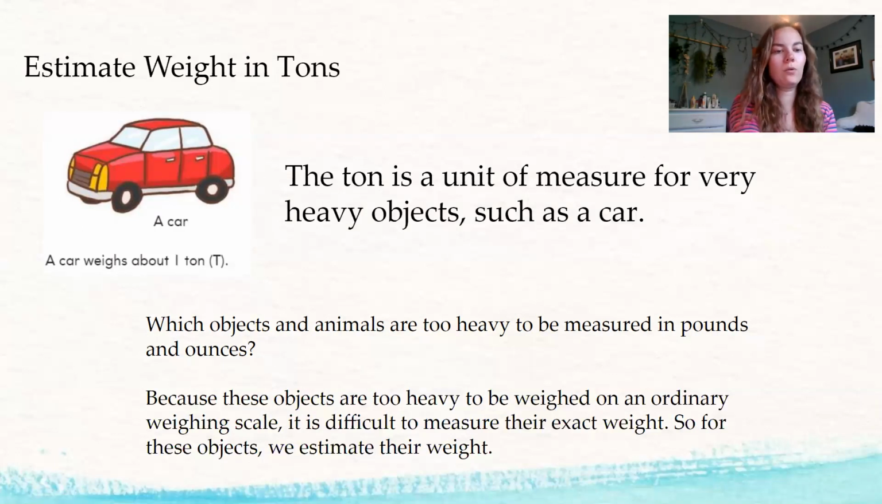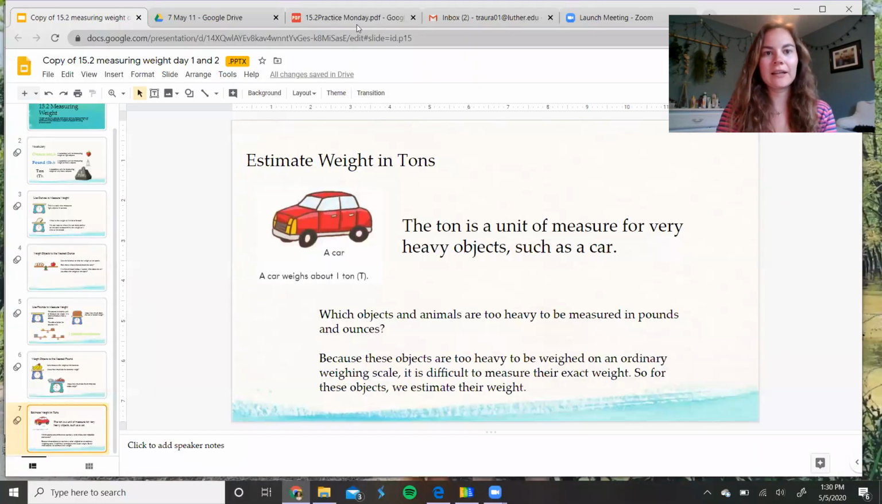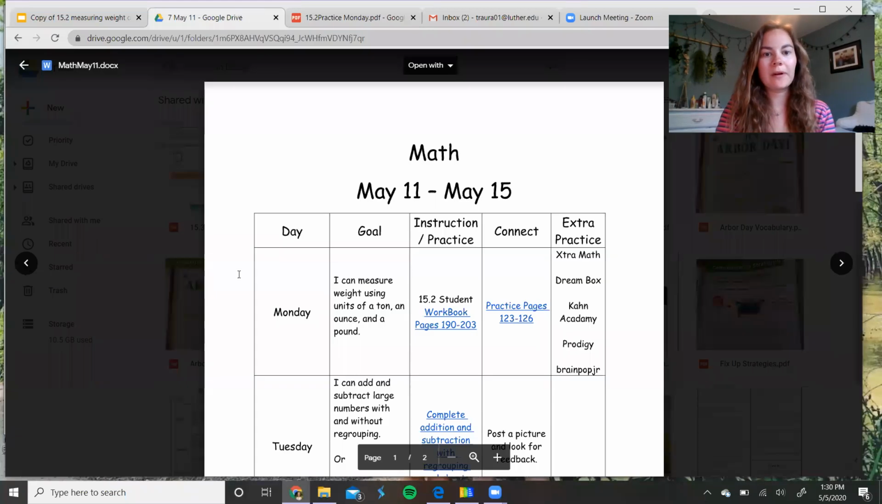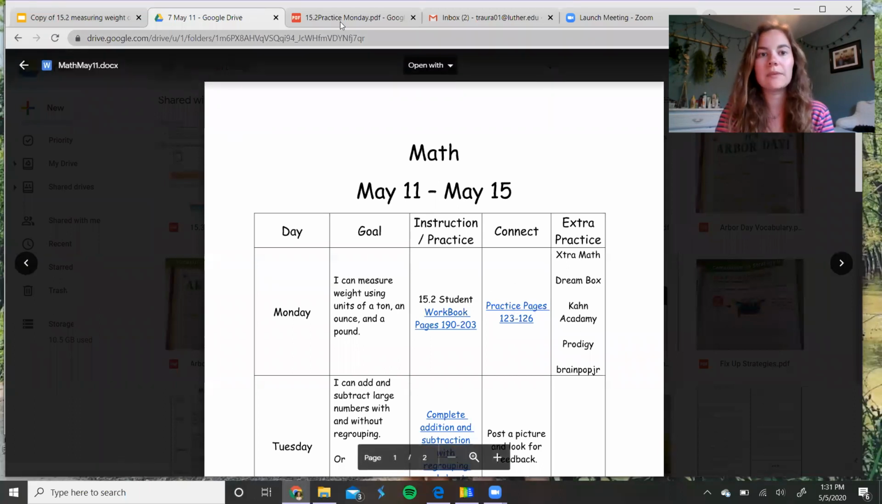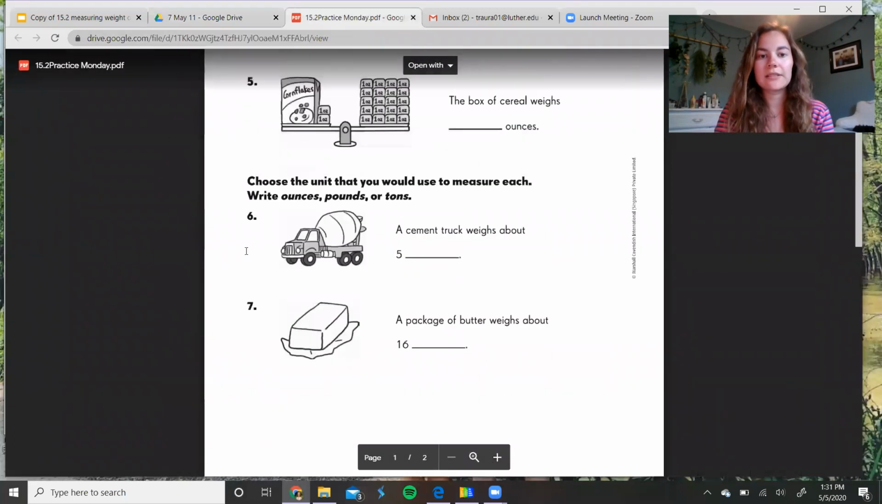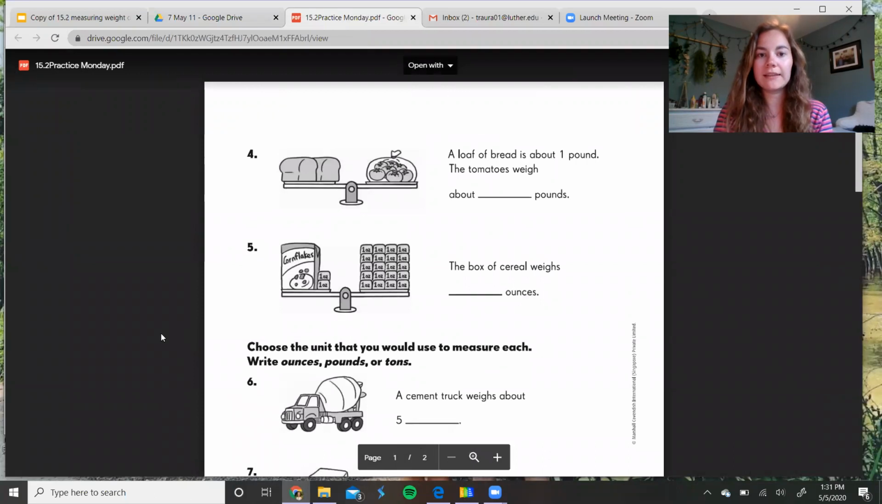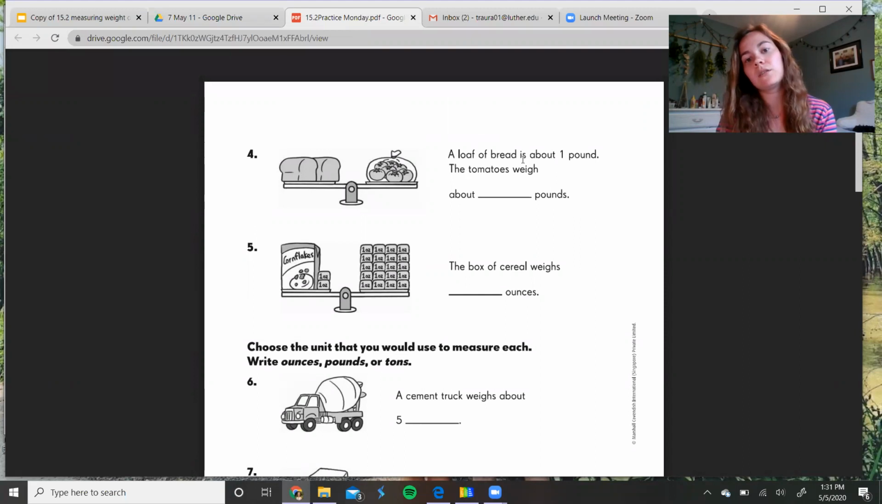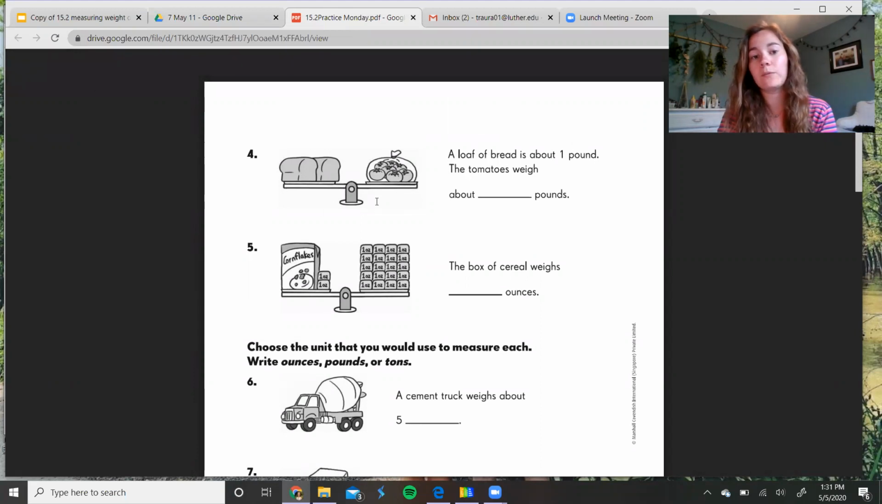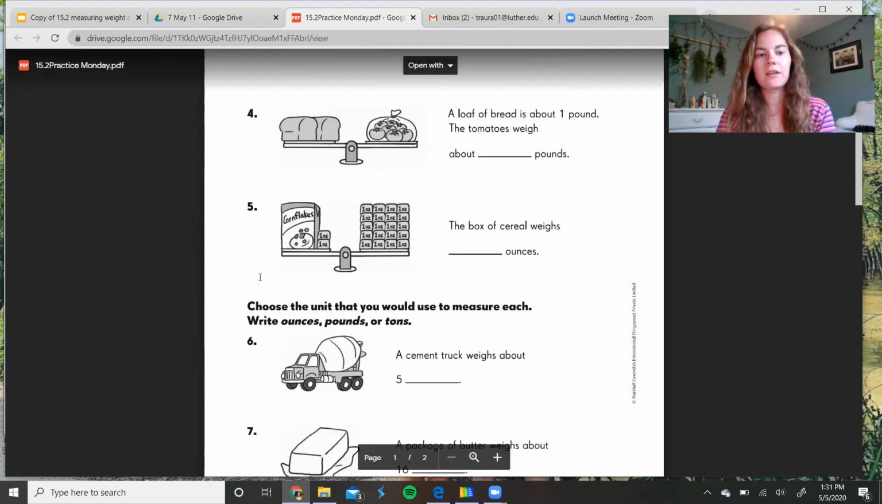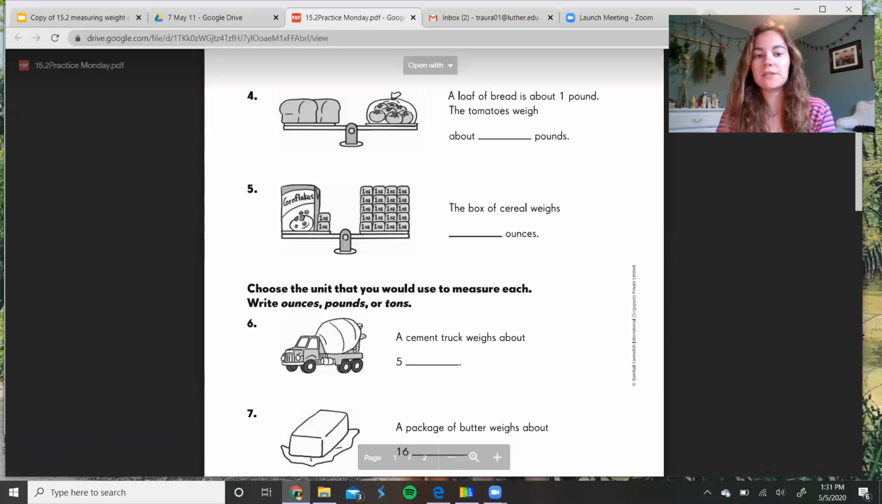Okay, that is my whole PowerPoint for you. So remember, on our calendar, there's always a student workbook page if you'd like to look at those, and then our practice pages that will also be on Seesaw. So for today, our practice pages look like this. You're going to be looking at some balances and thinking, if 1 loaf of bread is about 1 pound, how much do these tomatoes weigh? Remember, when they're even like this, they weigh the same. And then do the same with this.